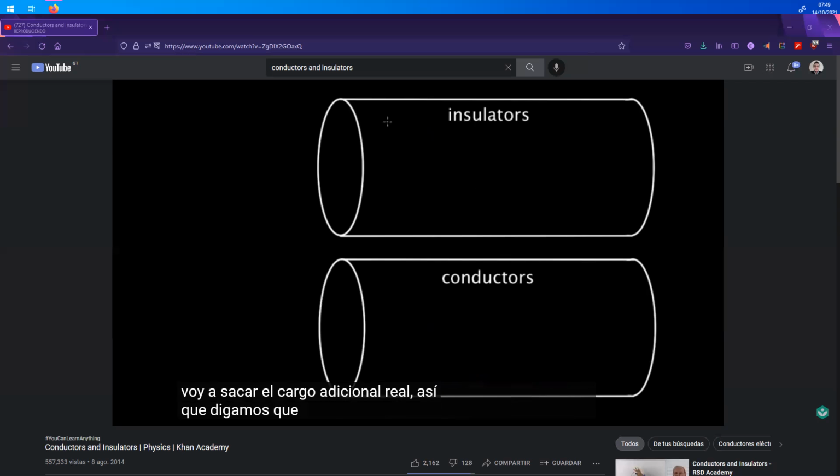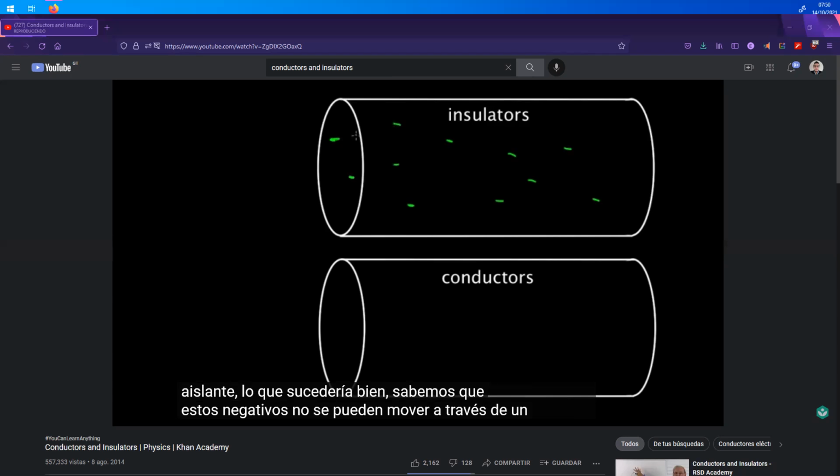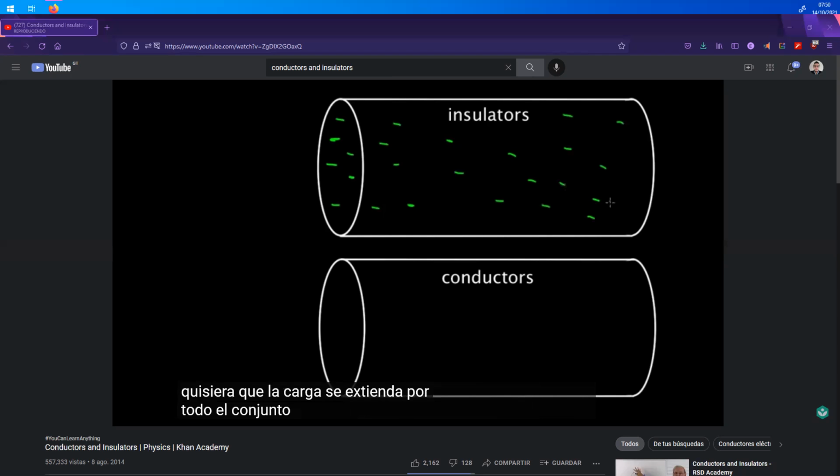So let's say we added extra negative charges to this insulator. What would happen? Let's say I just add a negative charge here and a negative charge there and here and there, and I've added a bunch of negative charges to this insulator. What would happen? Well, we know these negatives can't move throughout an insulator. Charges can't flow through an insulator, so they're stuck, which means for an insulator, I could charge the whole thing uniformly if I wanted to, where the charges spread out throughout the whole thing. Or I could make them bunch up on one side if I wanted to, and they'd be stuck there. But the point is that they're stuck.